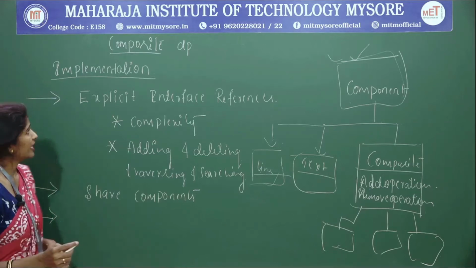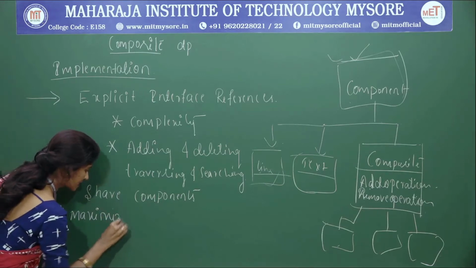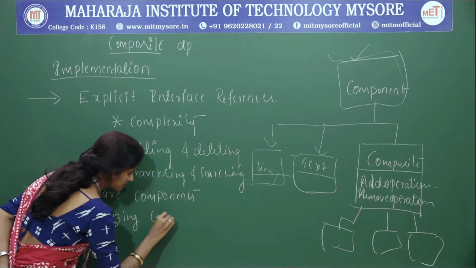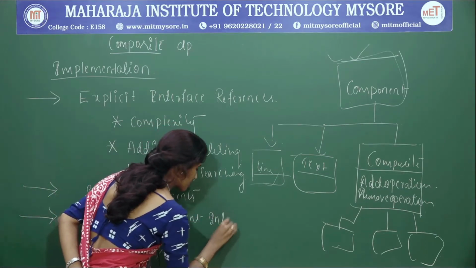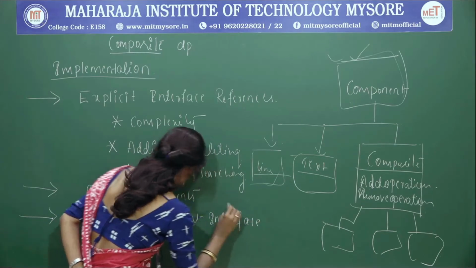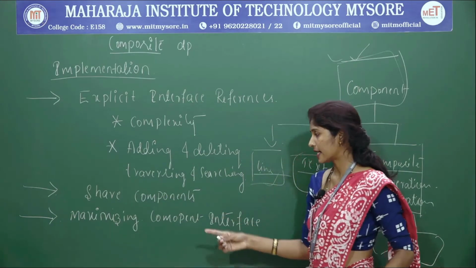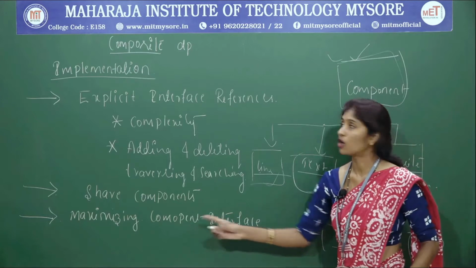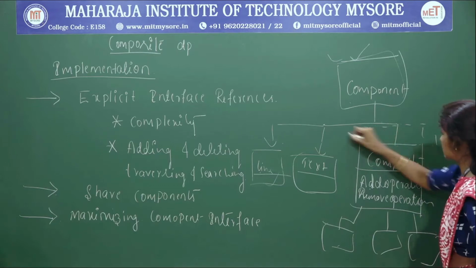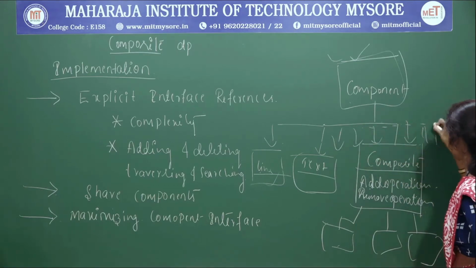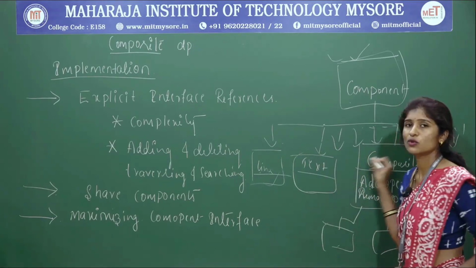And next we'll see the next issue, maximizing the component interface. When you increase or maximize the interfaces for the component, the number of derived classes that implement this parent class may increase. If you maximize these interfaces, that is also helpful.